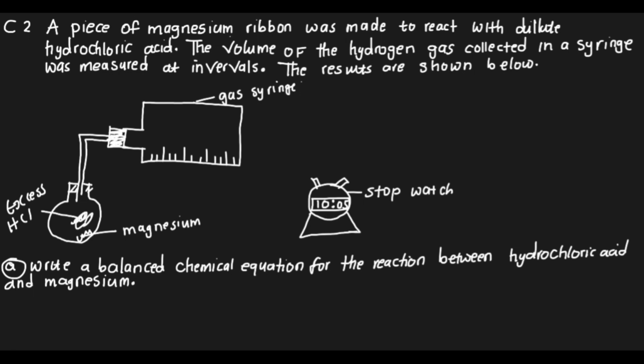A piece of magnesium ribbon was made to react with dilute hydrochloric acid. The volume of the hydrogen gas collected in a syringe was measured at time intervals. The results are shown below. So here we have the setup where they are reacting magnesium with excess acid. We can see the excess acid here, then the magnesium. This is where the reaction is taking place. Now we also have the stopwatch.